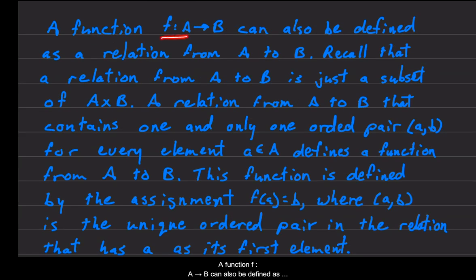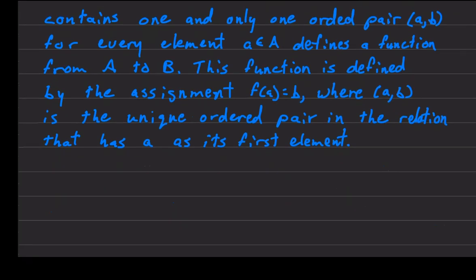A function f from A to B can also be defined as a relation from A to B. Recall that a relation from A to B is just a subset of A times B. A relation from set A to set B that contains one and only one ordered pair (a, b) for every element a in set A defines a function from A to B. This function is defined by the assignment f of a equals b, where ordered pair (a, b) is the unique ordered pair in the relation that has a as its first element.